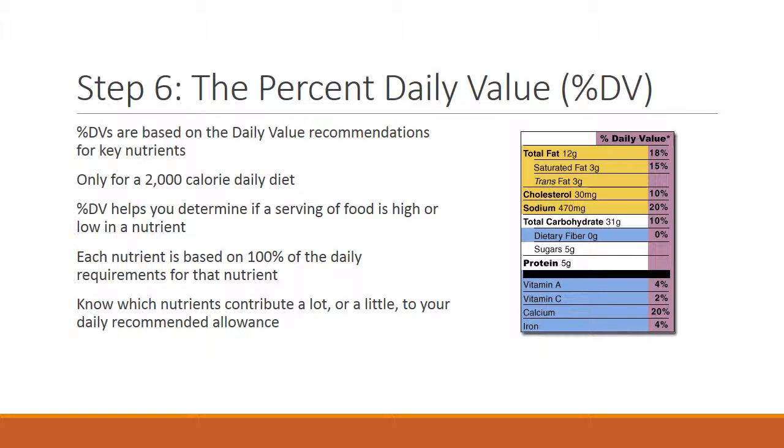The % daily value column doesn't add up vertically to 100%. Instead, each nutrient is based on 100% of the daily requirements for that nutrient for a 2,000 calorie diet. This way, you can tell high from low and know which nutrients contribute a lot or a little to your daily recommended allowance. A quick guide to % daily values is that 5% daily value or less is low, and 20% daily value or more is high. Remember again that health experts recommend that you keep your intake of saturated fat, trans fat, and cholesterol as low as possible as part of a nutritionally balanced diet.